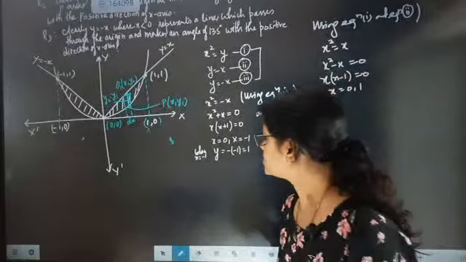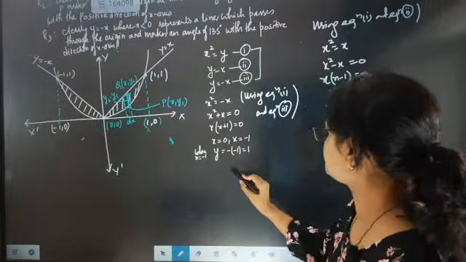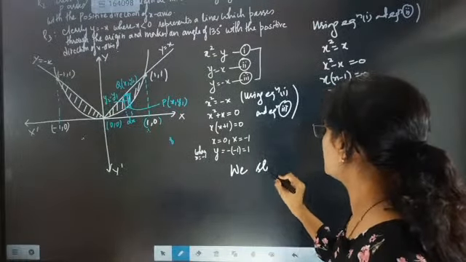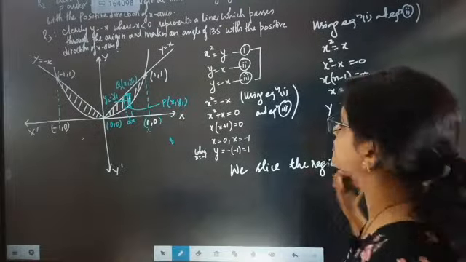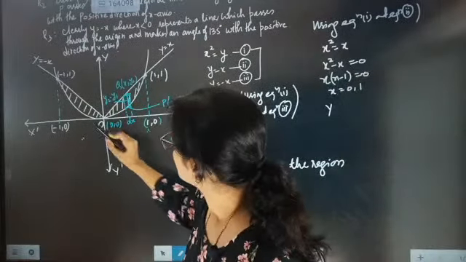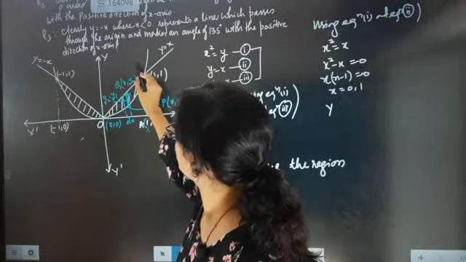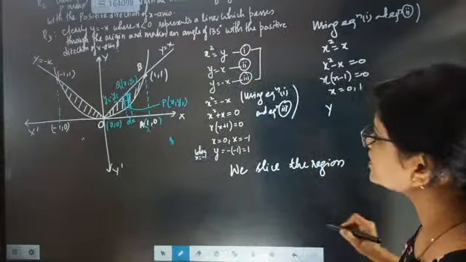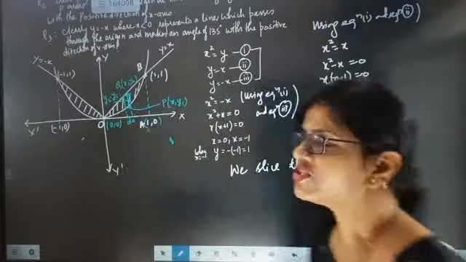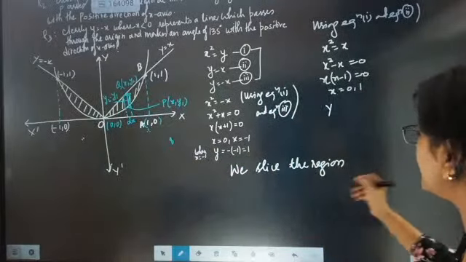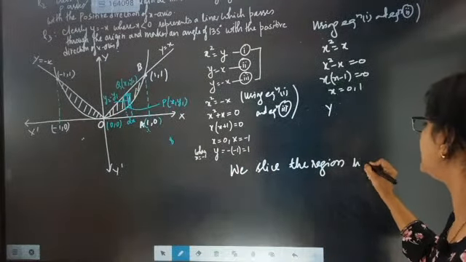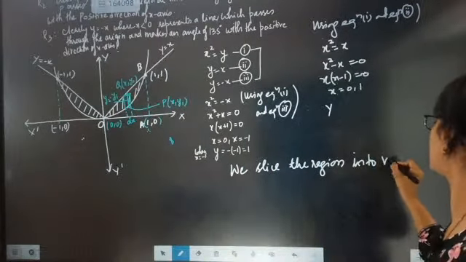So now we are going to say that we slice the region. We are going to name it O, A, B. We slice the region. This part we are going to write, no need to write anything else. We slice the region into vertical strips.